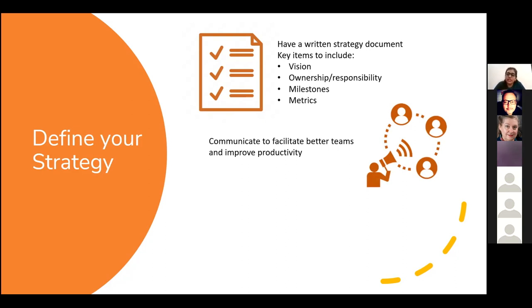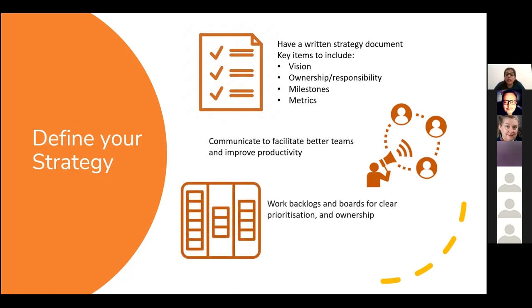How can we communicate to facilitate better teams and improve productivity? It's a major point in defining your strategy and implementing shift left security. But how do we achieve the communication? The answer is backlogs. Work backlogs and boards have done wonders for Agile and DevOps, and we need to extend this to DevSecOps. They encourage collaboration and ownership. Teams work together to determine the priorities, and there's a clear progression of activities. So the security team doesn't need to create reports in Word or PDF. They just need to create tasks in the backlog, and this will allow for clear prioritization.